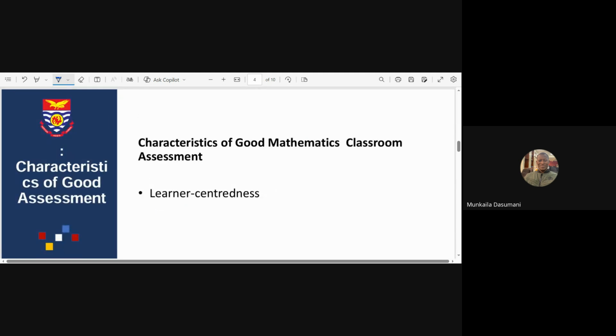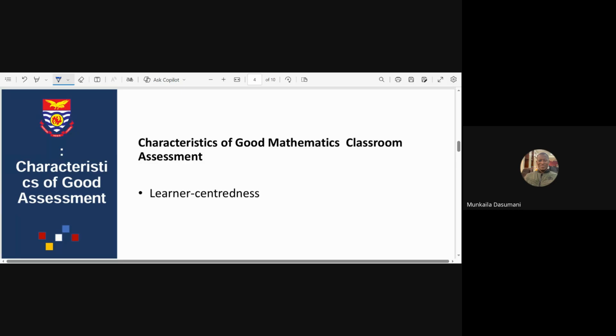Then we go to learner-centeredness. I think I've already explained about these things. So when do we see assessments, the features? When do we see mathematics assessment should be learner-centered? Yes, we have Samson Afrane.